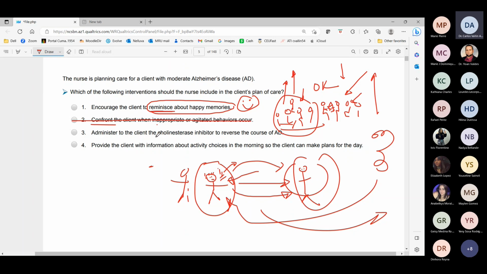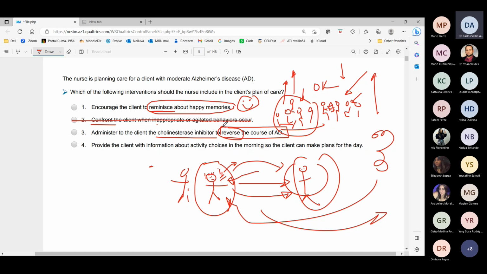Administer to the client the cholinesterase inhibitor to reverse the course of the Alzheimer's disease. This word reverse means that the disease can be cured, or at least reverted. And it is not true. Sadly, we don't have yet, and probably we won't have, a medication that can regrow the brain. Maybe in the future there will be a medication to prevent the damage of the brain that happens in Alzheimer's disease, but never to reverse, to replace the brain. Because it is impossible.